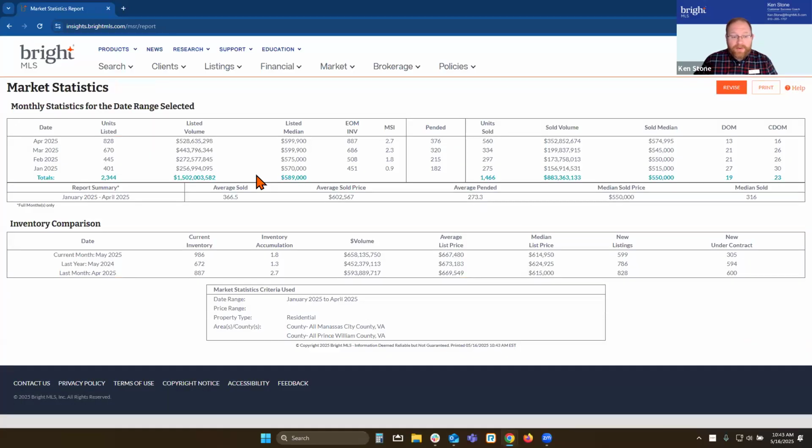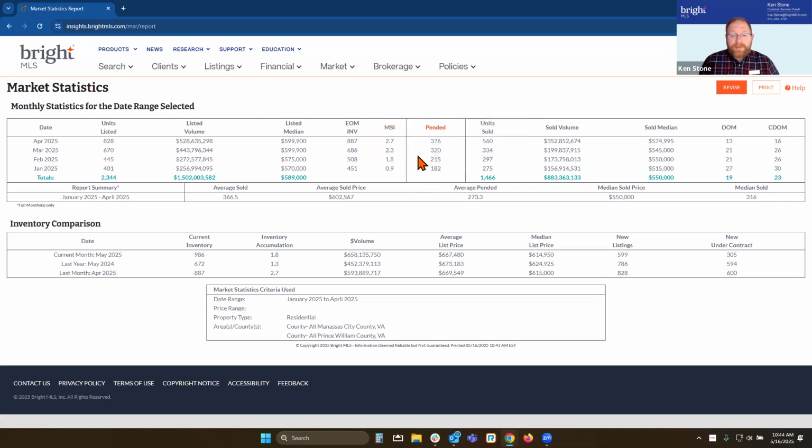And I can, of course, see for that combined market, month over month, the current units listed, that listing volume, as well as the median sale price on those two markets combined. I can also look at the end of month inventory and the month supply inventory. Now keep in mind the end of month inventory would be the total number of active listings which were available for purchase at the end of the month. And of course, our month supply is the measure of how many months it would take to sell off the current inventory of homes on the market given the current pace of sales.